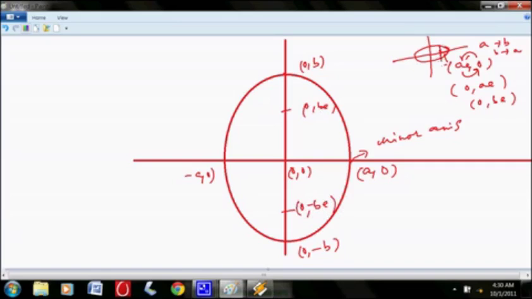Now you name a thing. This is (AE, B square by A). So it will be B square by A and A. Now every A you write B. So A and B just interchange. This is A square by B and B. So this is the latus rectum.